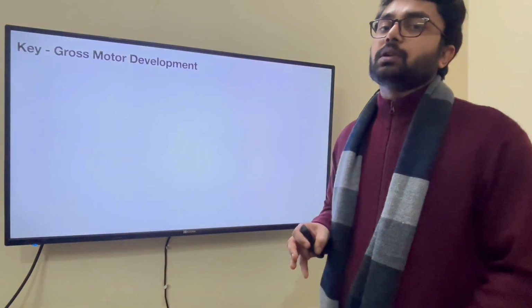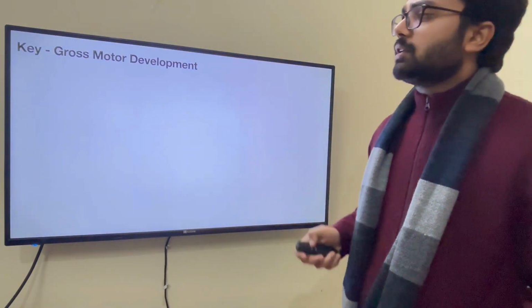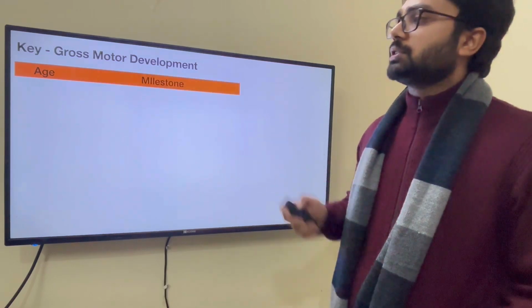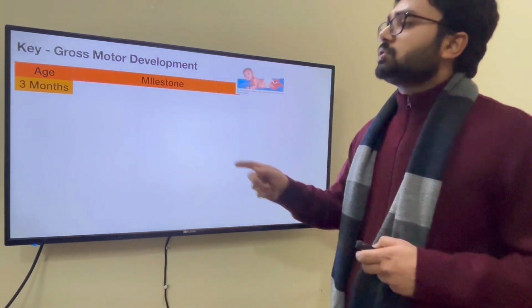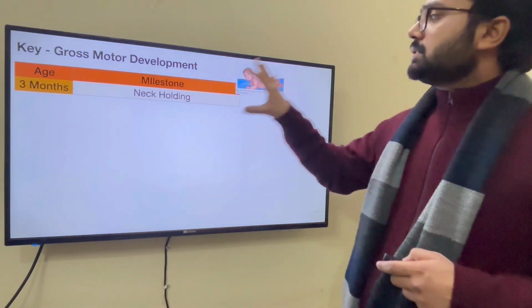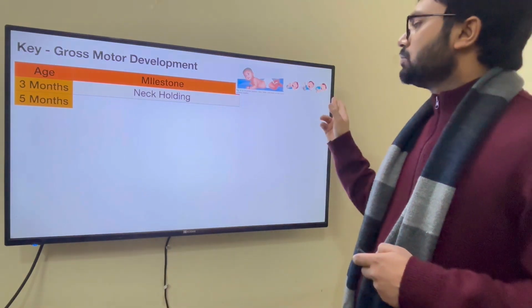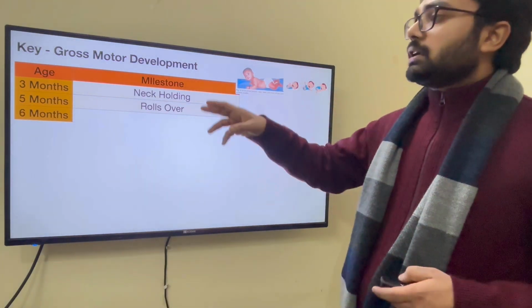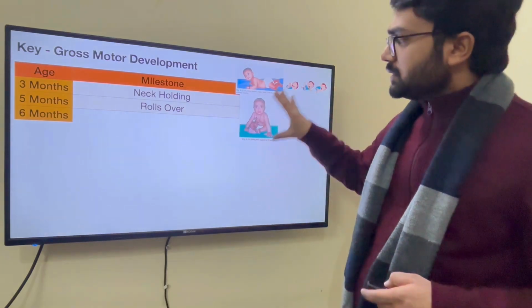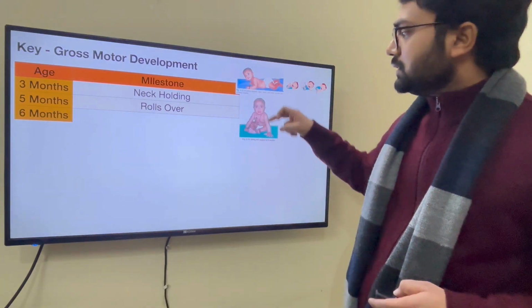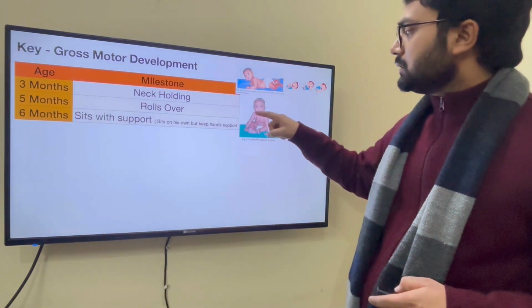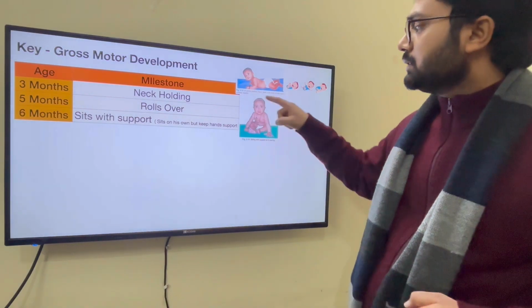First is the gross motor skills. Now, what are the gross motor development? We will study by age and the milestone achieved. So, at 3 months of age, the child is able to hold the neck. At 5 months of age, as you can see, the child is able to roll over. At 6 months of age, the child can sit but with support. He sits in a tripod position where with the help of the hand he supports.